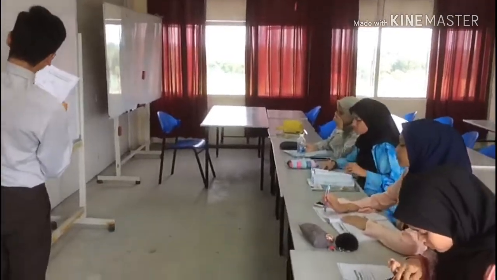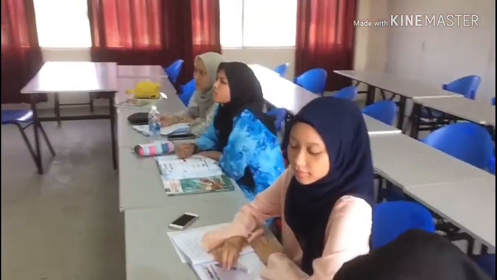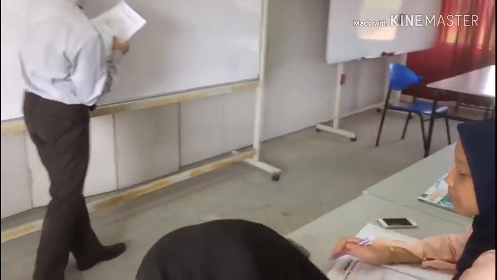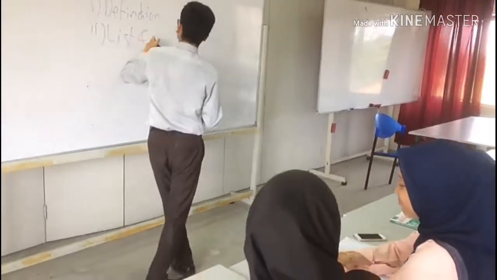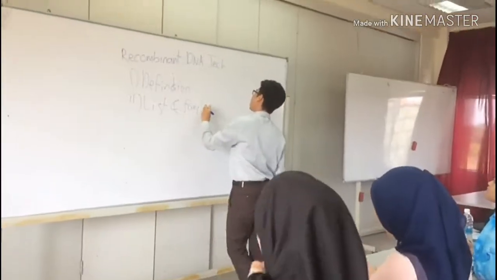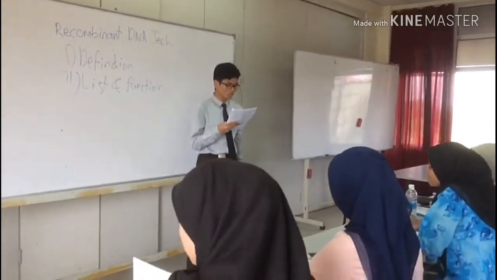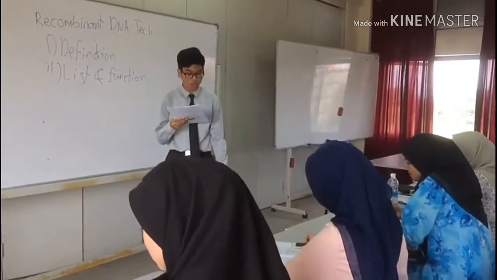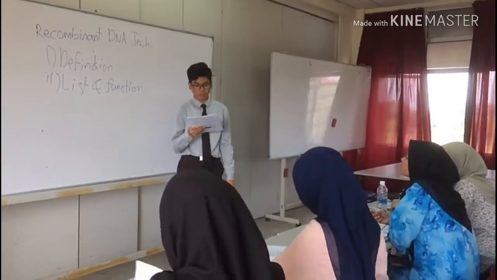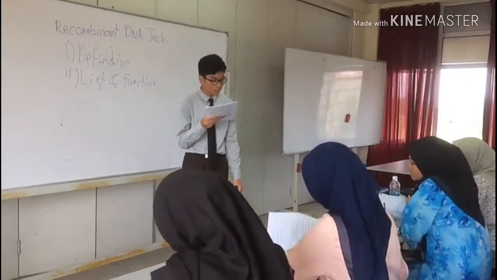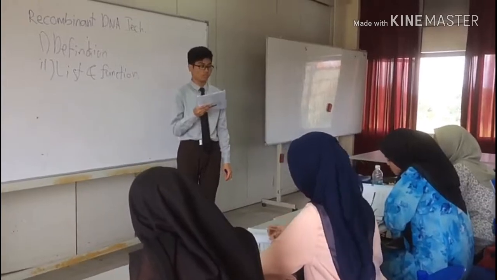and the list of tools used in recombinant DNA technology and their functions. The definition of recombinant DNA technology is a method in which molecules are made in vitro from segments of different sources, or by combining genes from different organisms.